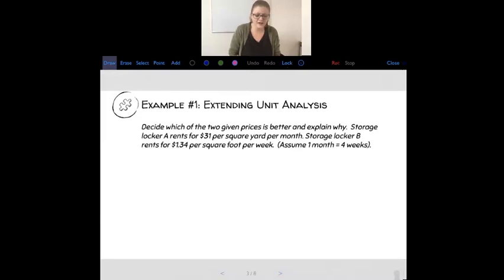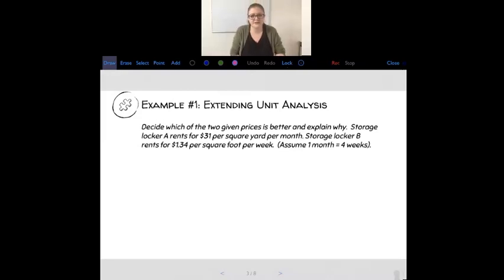So first example, just extending unit analysis. Decide which of the two given prices is better and explain why. Storage locker A rents for $31 per square yard per month. Storage locker B rents for $1.34 per square foot per week. Assume 1 month equals 4 weeks.